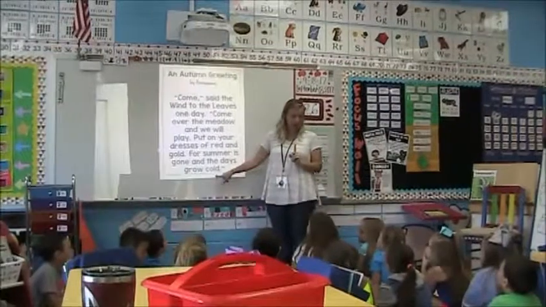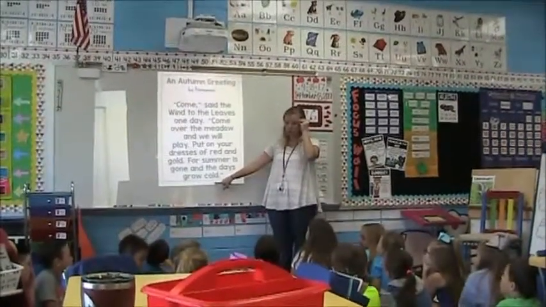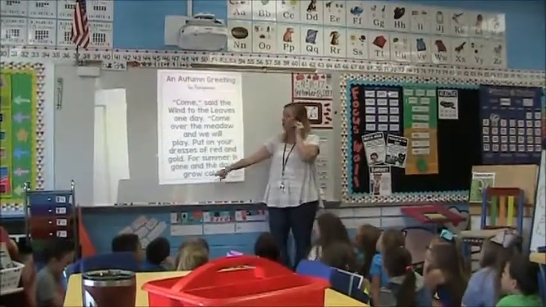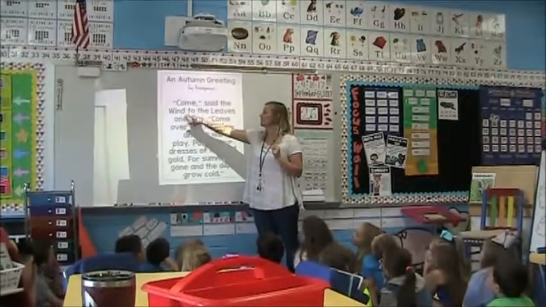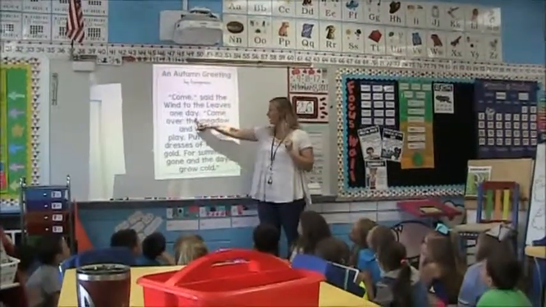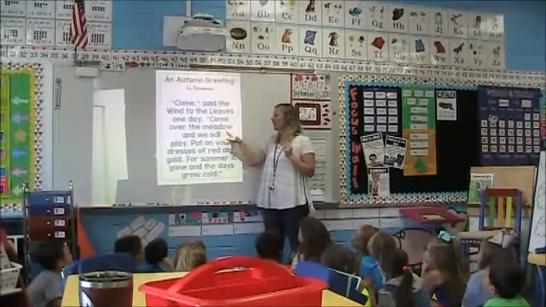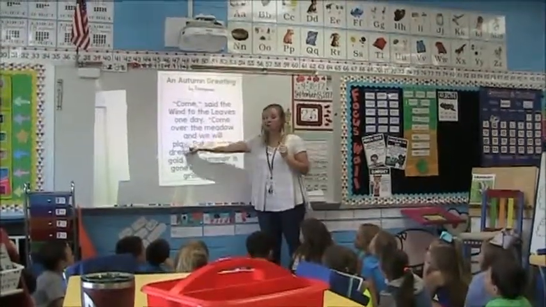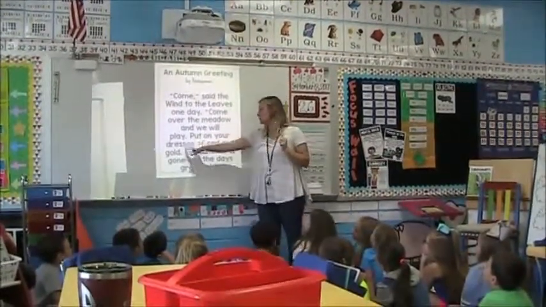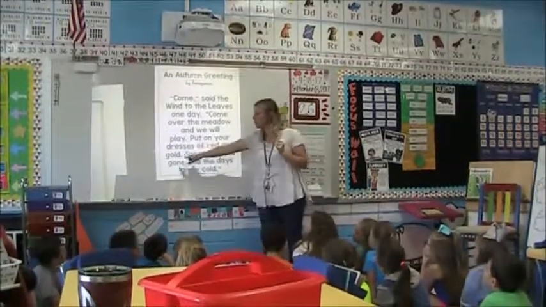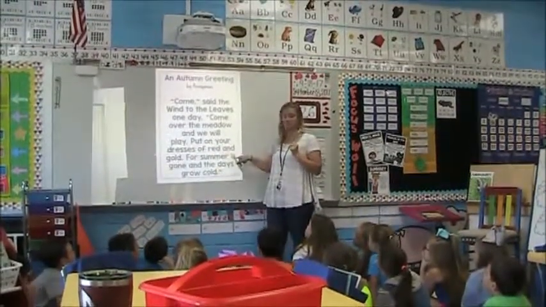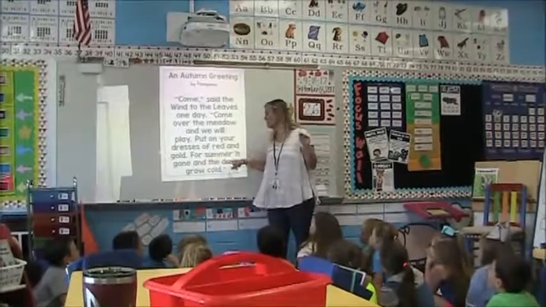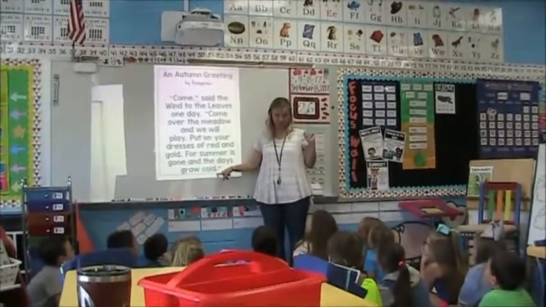I'm going to read it one more time, and I'm not going to stop. I want you to get a mental image in your head, okay? Come, said the wind to the leaves one day. Come over the meadow, and we will play. Put on your dresses of red and gold. For summer is gone, and the days grow cold.